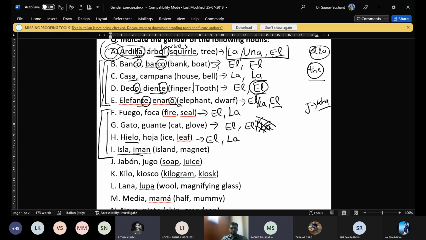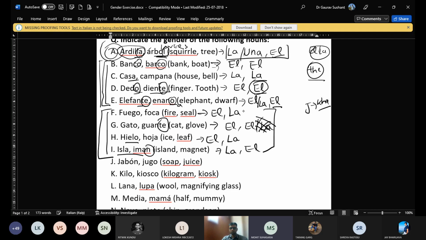La Isla. Isla. Okay. La isla. Next one, El Iman. El iman. Okay. That's it. So this was not so difficult. Iman directly follows the loner's rule and others also.